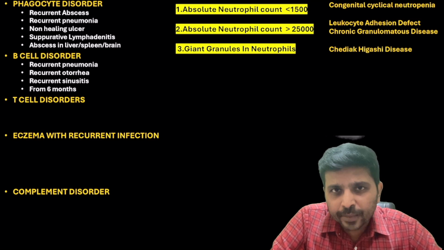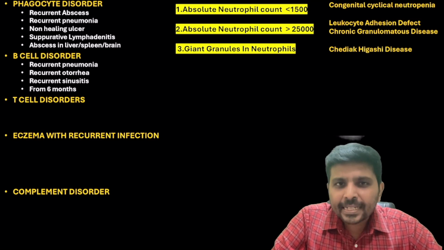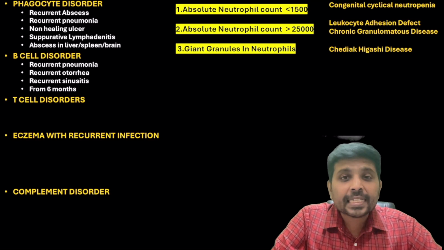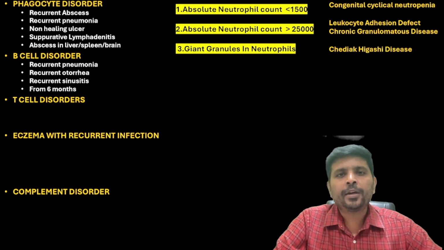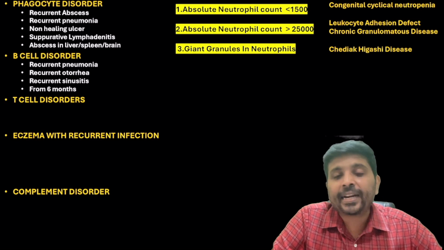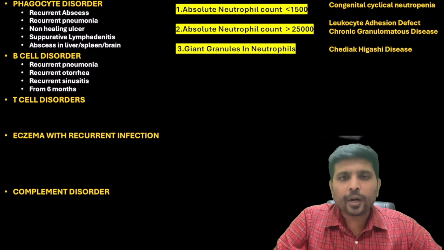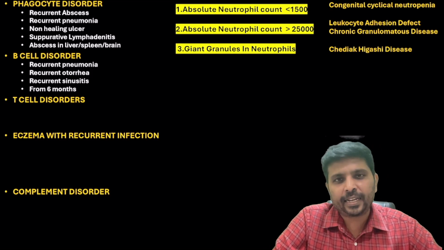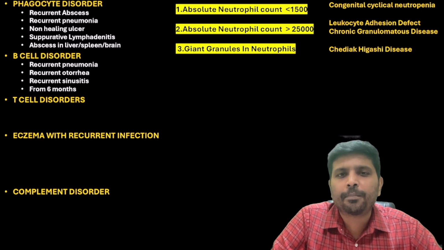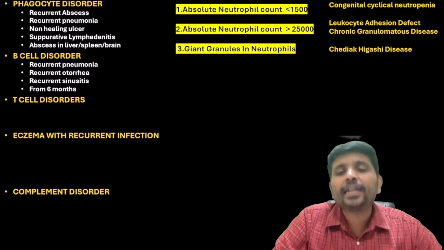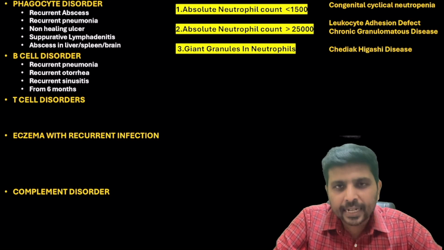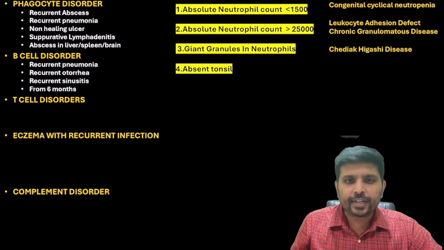In the first 6 months of life, you have passively transferred antibodies, as a result of which you are less likely to get pneumonia due to B cell deficiency in the first 6 months of life. But after 6 months of life, your body needs your own B cells. When they are not present or not producing a sufficient amount of immunoglobulin, you will tend to get recurrent pneumonia, consolidation, otitis media, and sinusitis.